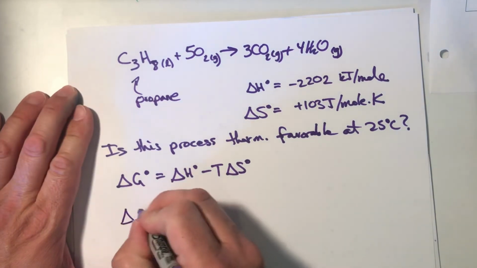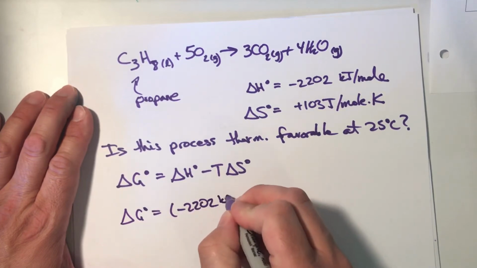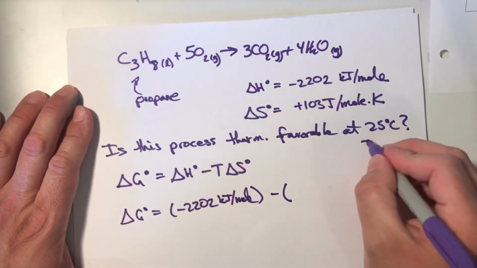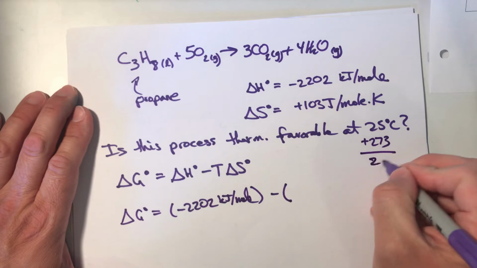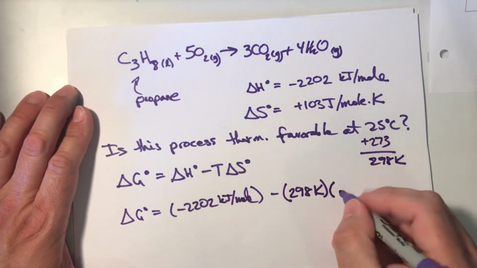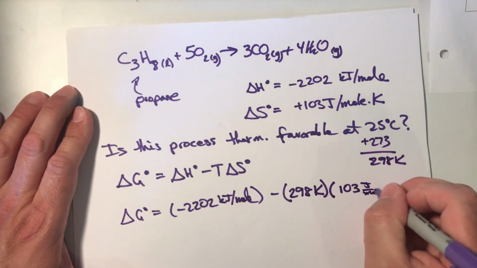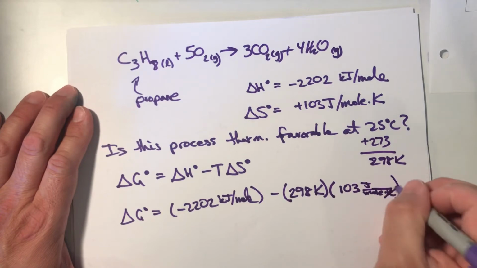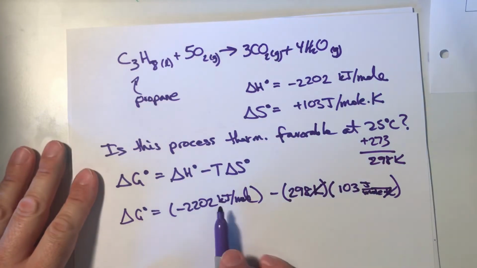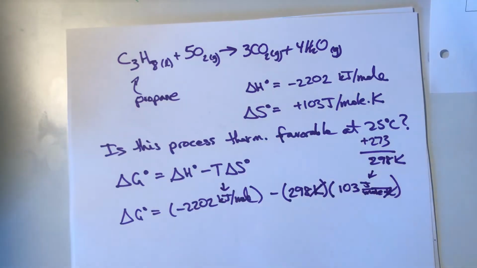All right, so the delta G naught is going to be equal to minus 2202 kilojoules per mole minus, remember to change your 25 Celsius into Kelvin. So that's 298 Kelvin. We have a delta S of 103 joules per mole Kelvin. Kelvin are going to cancel. Now we're going to run into a problem here in a moment, which is that we have joules here and we have kilojoules over here, right? And so we're going to have to get those to be consistent with one another.